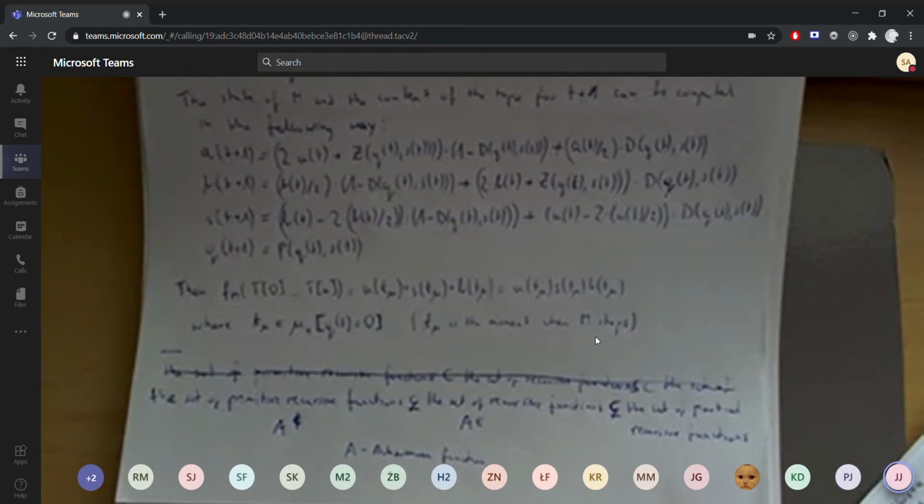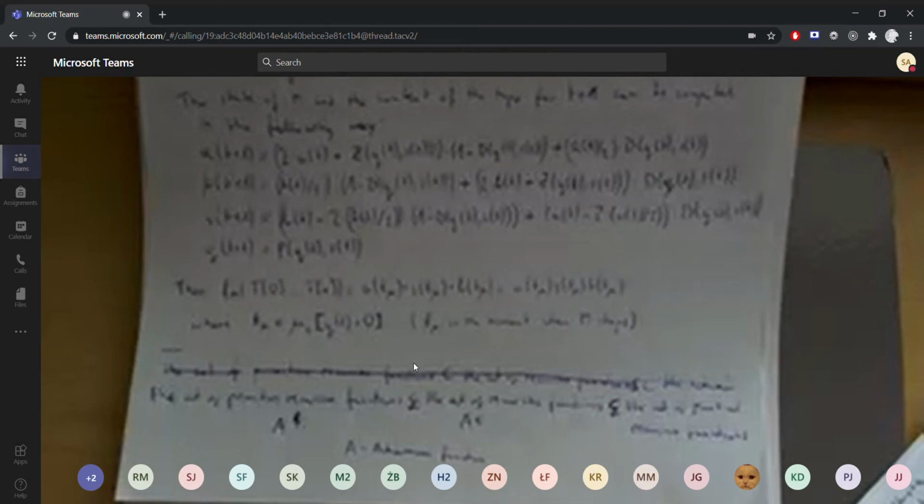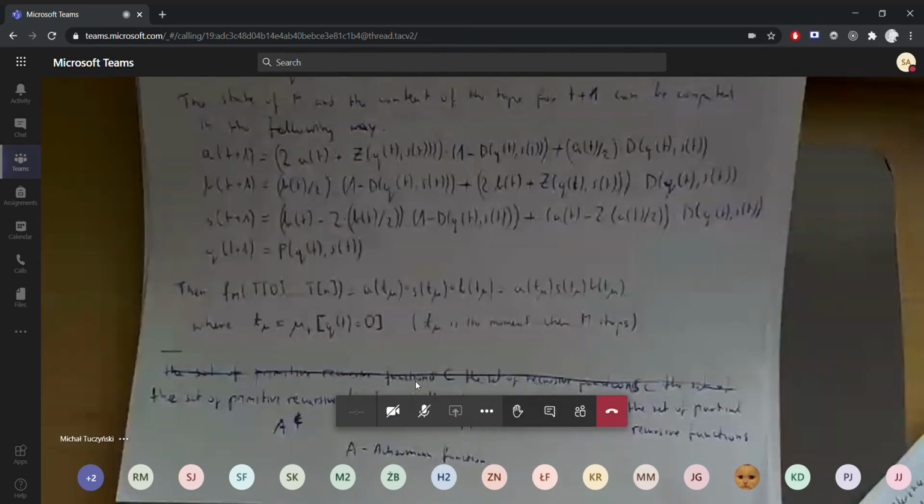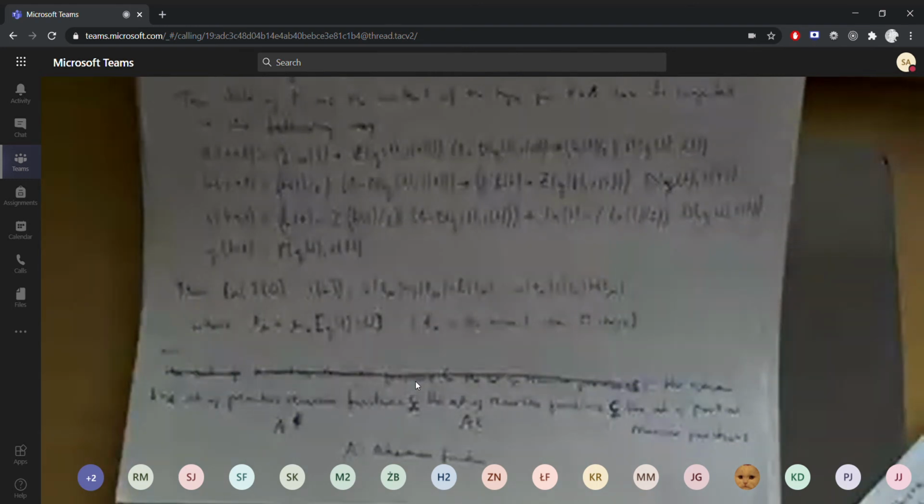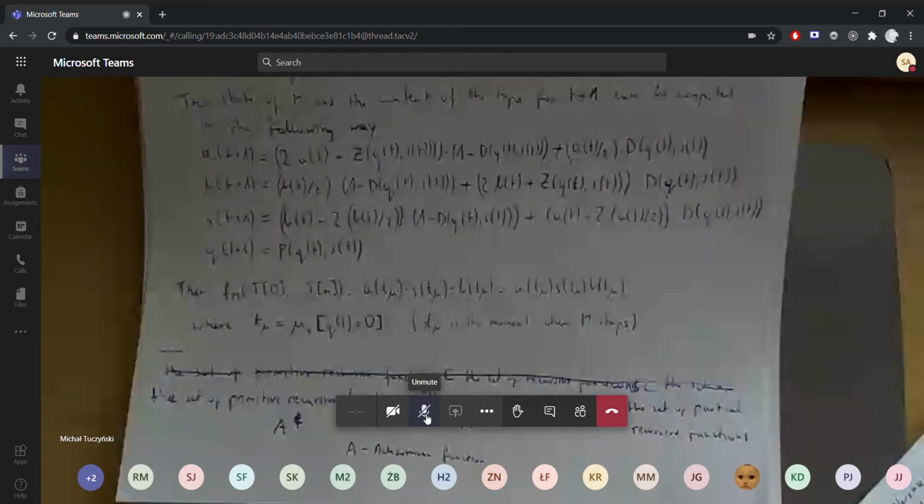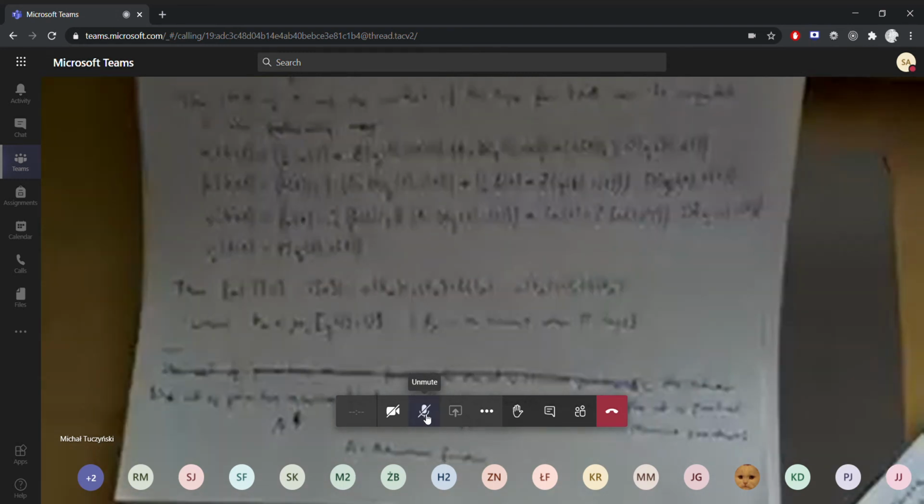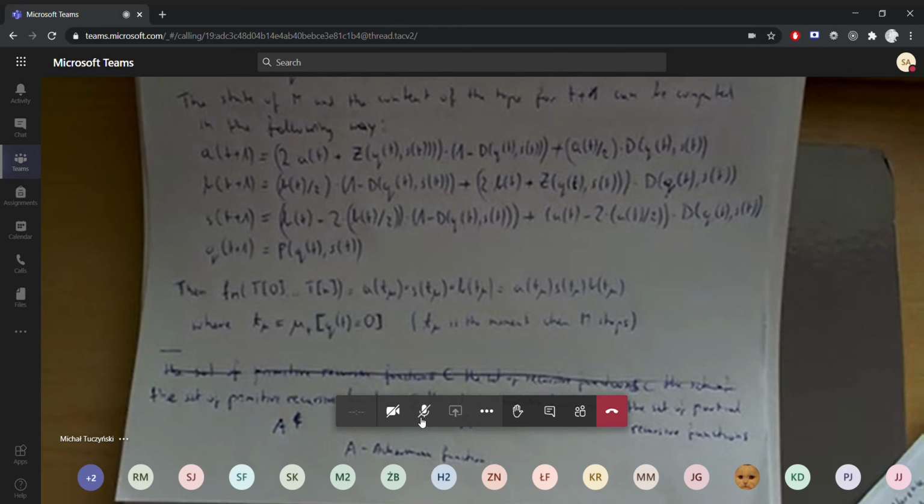Okay, let's see this. 6. Okay, the next one is 8, and we have one volunteer, and we already have the solution. What is this ID?